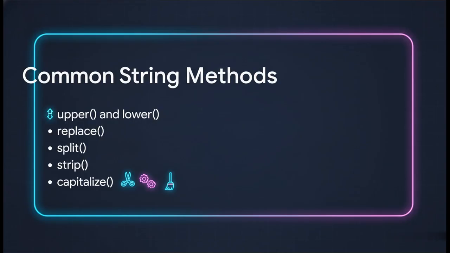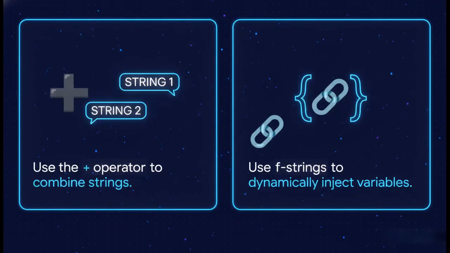And capitalizing just ensures that very first letter is uppercase, nice and neat. Now, when it comes to combining text together, a process we call concatenation, you can just use a simple plus sign, basically adding strings together like math. Hello plus world. But honestly, the modern, much preferred way to do this is with F strings. By just dropping a lowercase f right before your quotes, you can dynamically inject variables directly into the text using curly braces. It is infinitely cleaner and saves you from constantly opening and closing quotation marks.